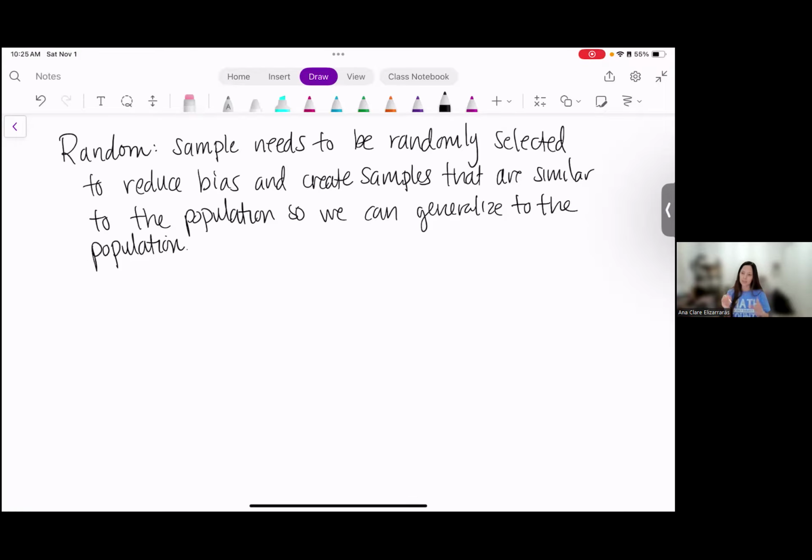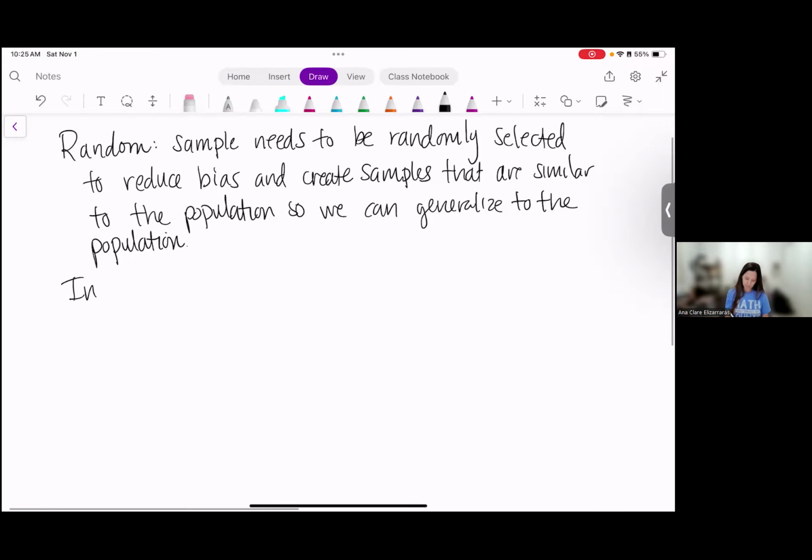We also need to check independence. And the way that we're checking independence is that we're making sure that our sample is less than 10% of our overall population. So we can say little n is less than or equal to 10% of big N, where little n is our sample size and big N is our population size. Now, a lot of times you're not going to be given the size of the population, so you need to determine whether it's a fair assumption or not.